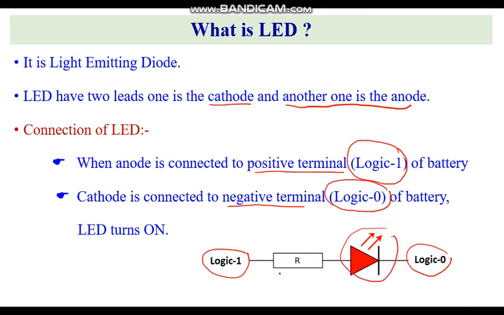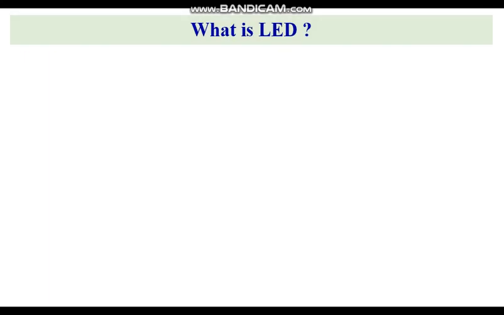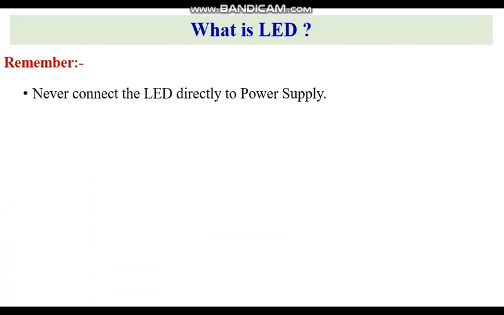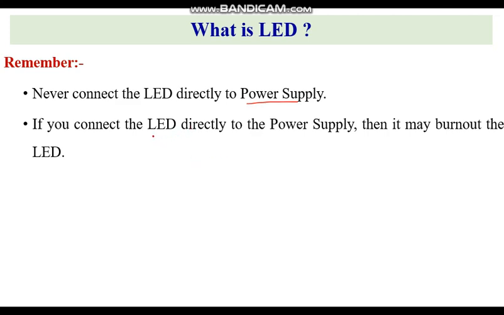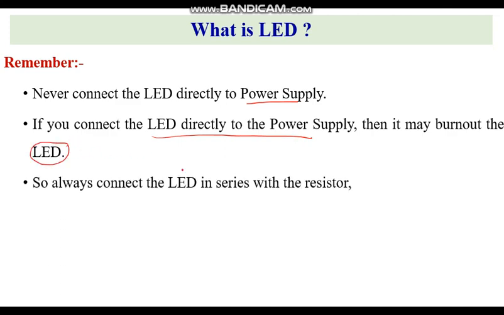Now if you see here we are connecting R in series with LED. The reason is, never connect LED directly to the power supply. If we connect LED directly to the power supply, it will damage the LED, it will burn. So always connect the LED in series with the resistor. That's why I have shown the diagram in the previous slide, R in series with LED.